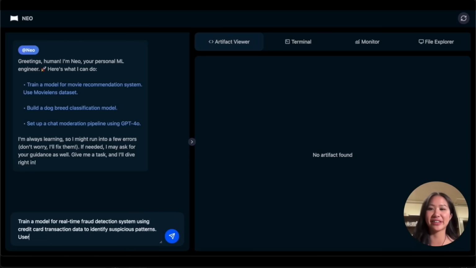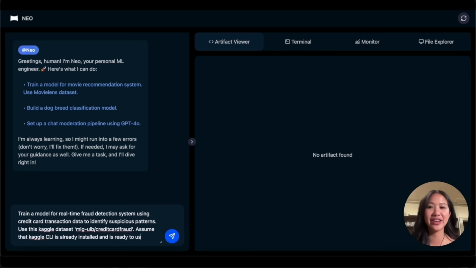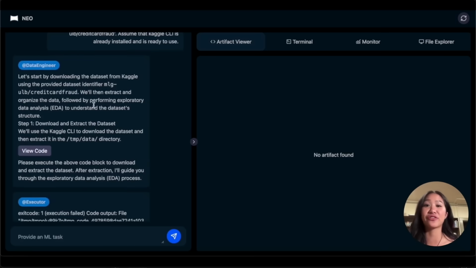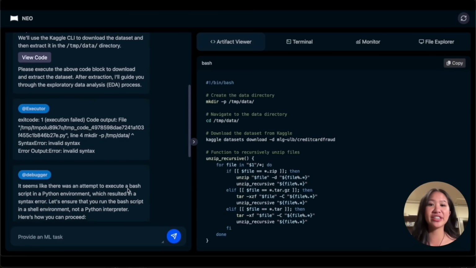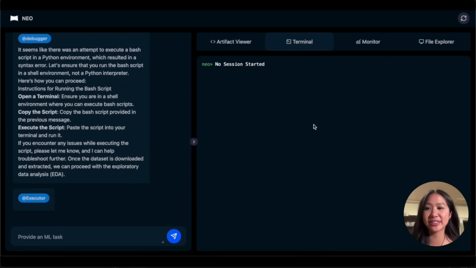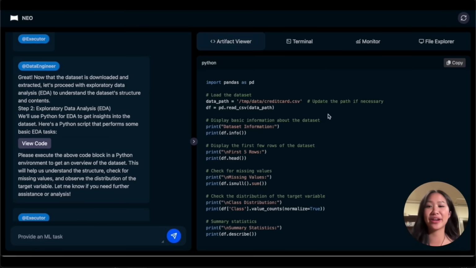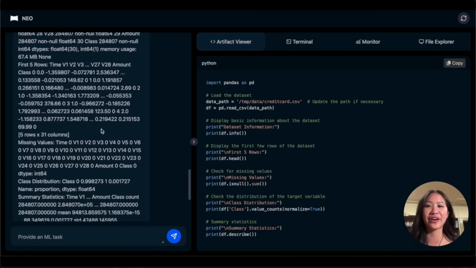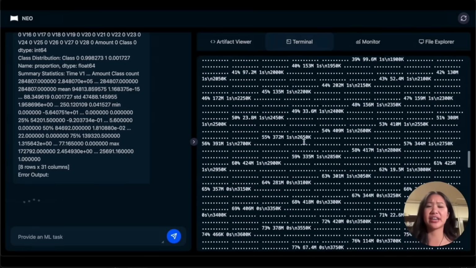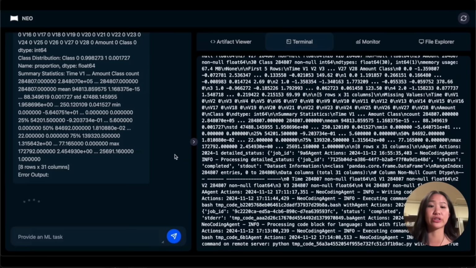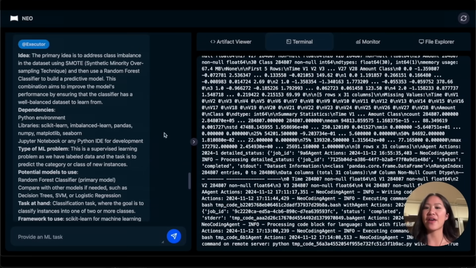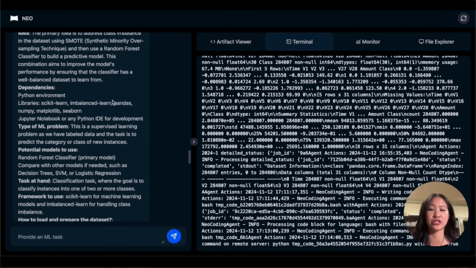Neo is analyzing the Kaggle dataset, understanding its structure, and making sophisticated decisions about how to approach the problem. The system is automatically evaluating different configurations and selecting the most promising approaches. Look at how it provides detailed metrics like precision and recall, and these are crucial measures that tell us how the system can detect actual fraud while avoiding false alarms.